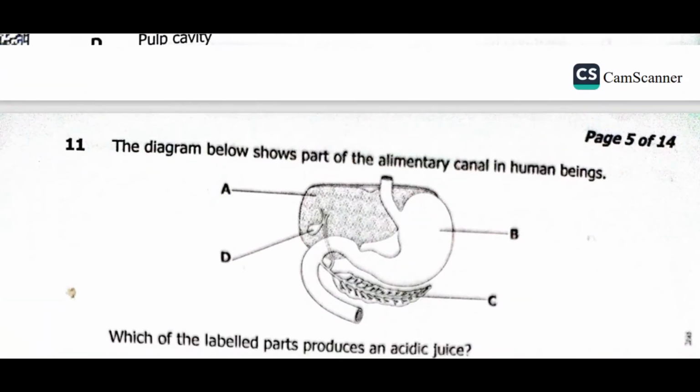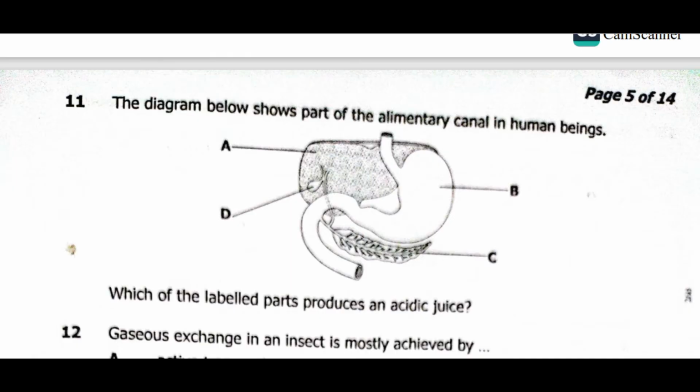Then we move on to question 11. The diagram below shows part of the alimentary canal in the human body. So let's look at these structures. Our A is the liver, and we also have to know the functions of the liver. Then our D is the gallbladder. Then our C is the pancreas. The pancreas produces pancreatic juice. Then our B is the stomach.